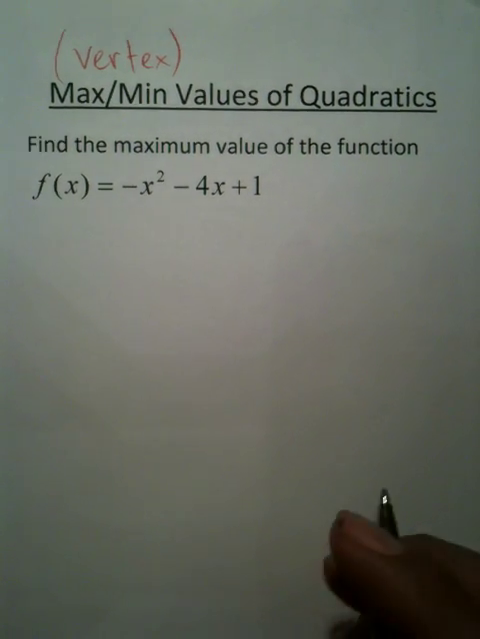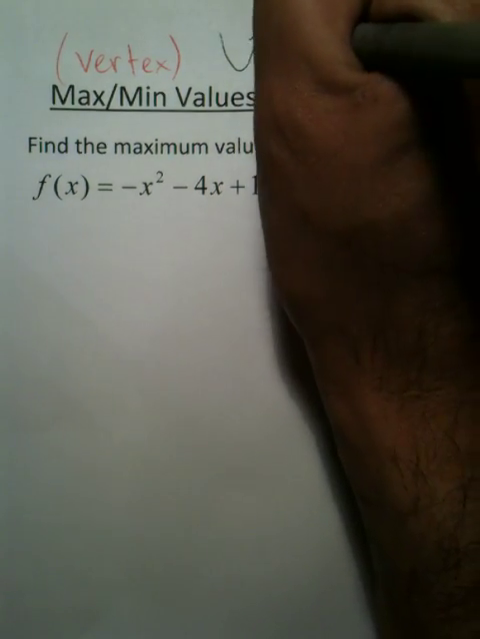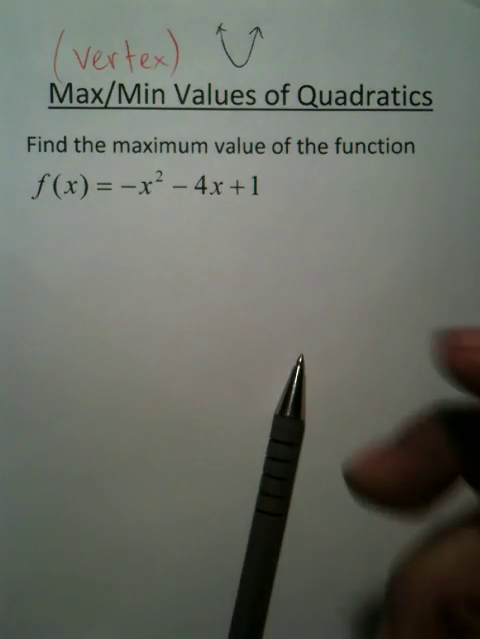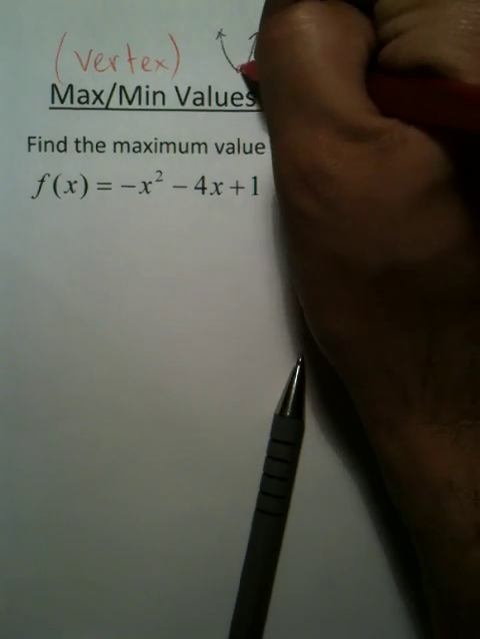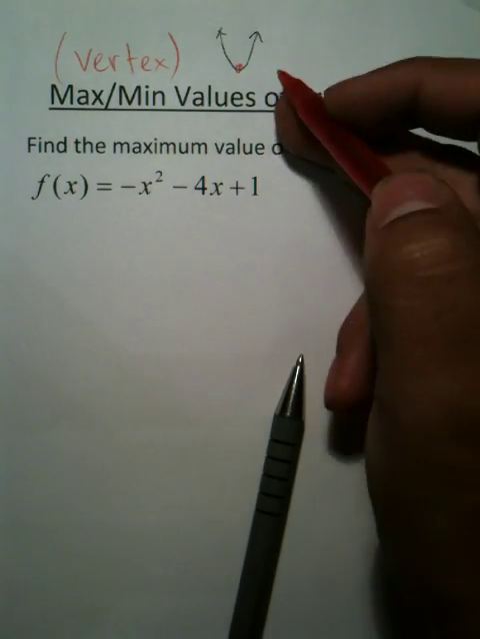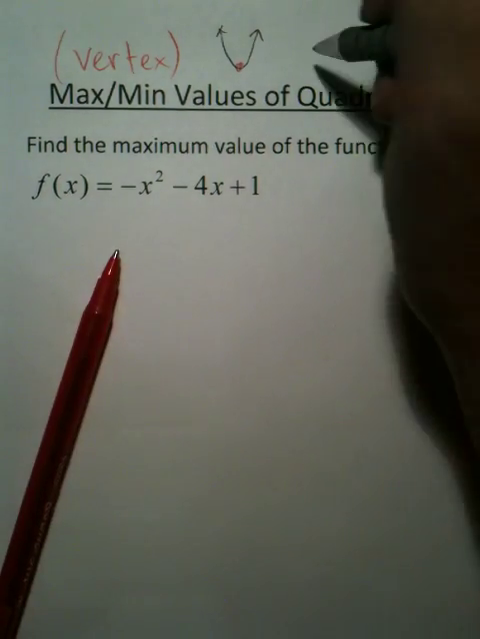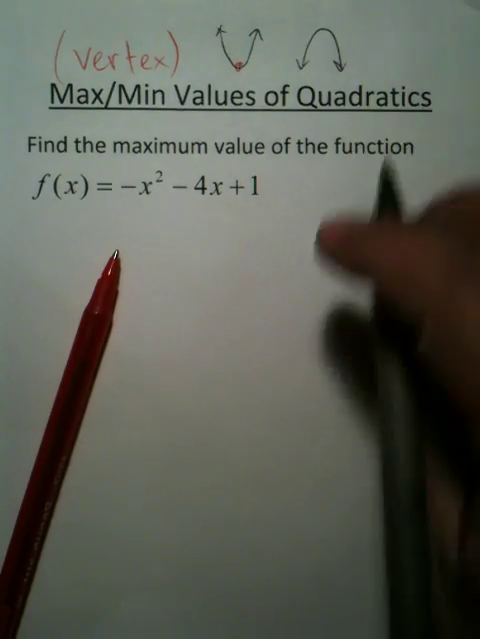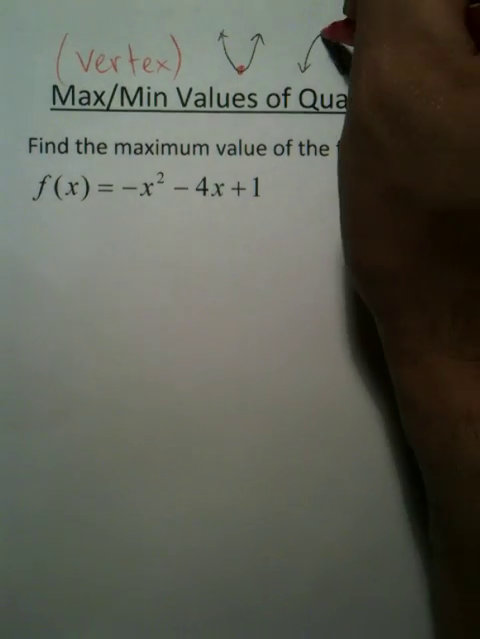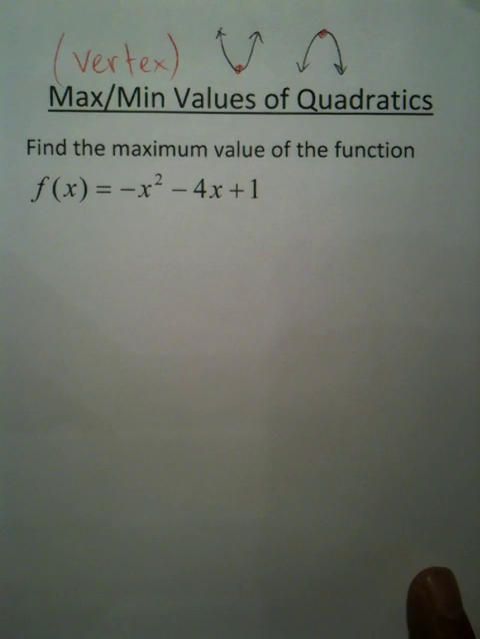That actually makes a lot of sense too, because a quadratic is a U-shaped graph, and the vertex happens to be at the very bottom, which in this case is the minimum, or if it's a negative quadratic, the vertex is at the very top, which is the maximum.